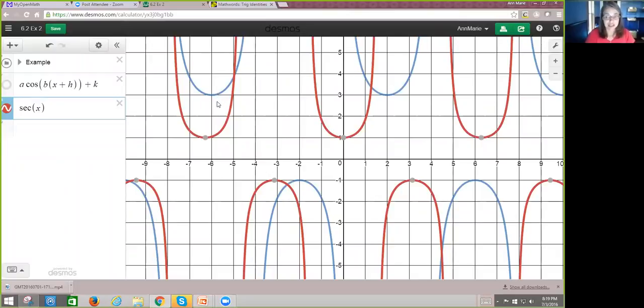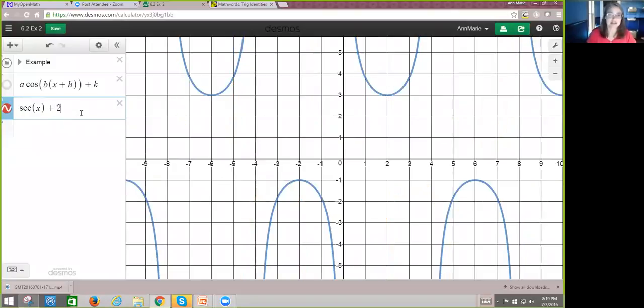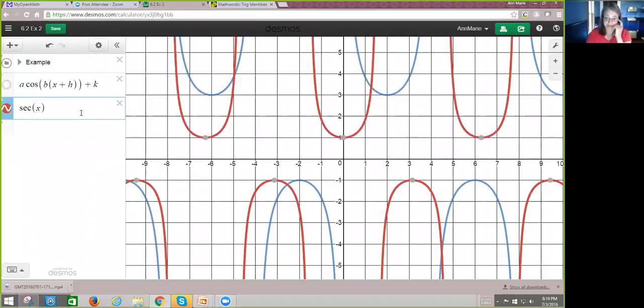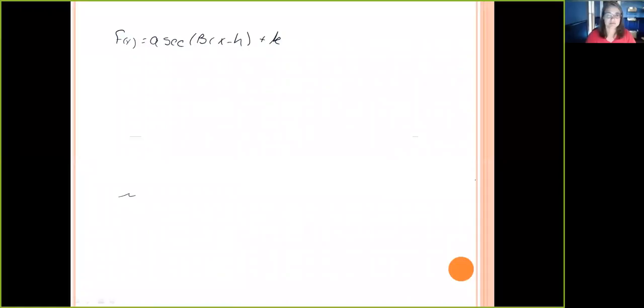The first thing is I have to move my midline. And where's my midline going to move? It's going to move up 2. So that's just a vertical transformation. Let's not do my vertical transformation first. Before I do that, let's look at my period. So my period for this blue one is -2 to 6, which is 8. My period is 8, right?